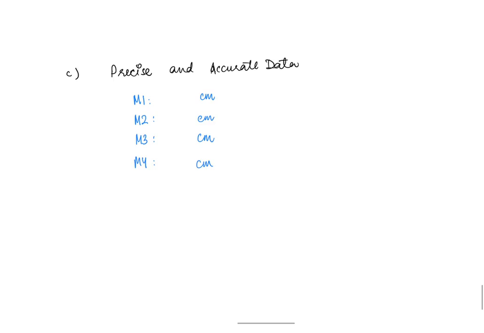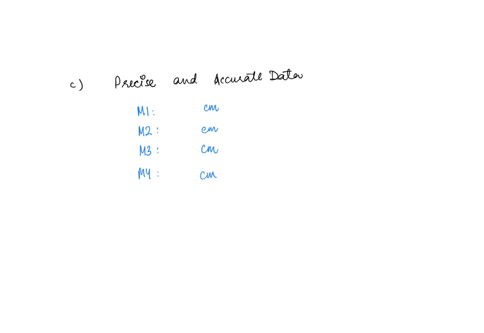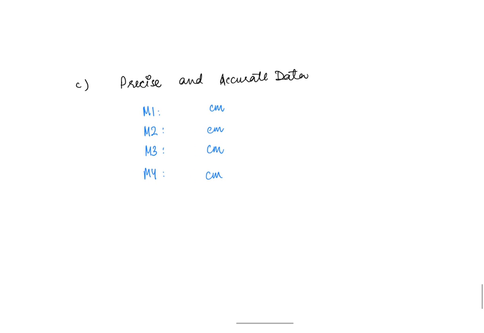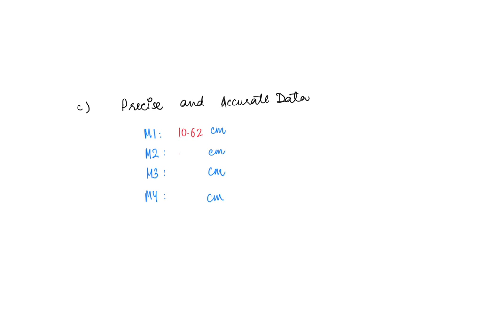Next, moving on to the last one, precise and accurate data. So that would give you an example where you have data like this. So the measurements are both precise and accurate because it is close to the true value and consistent with each other. So indicating that the student's measurement technique and instruments are working correctly.